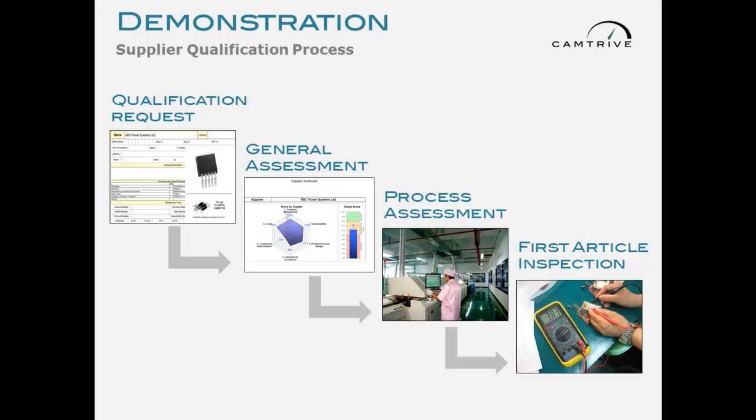In this video, we will show you how Camtrive BPM works for supplier qualification process. This process is crucial for manufacturing companies that pay much attention to purchase components. In our example, the process contains 4 phases: qualification request, general assessment, process assessment, and finally, first article inspection.